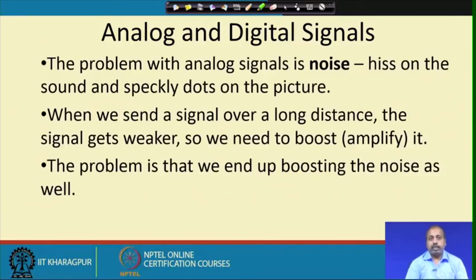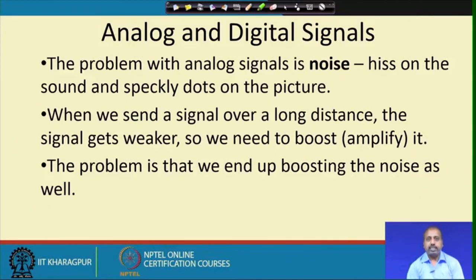What is the problem with analog signals? It is the noise. A lot of noise gets introduced. For sound, there may be a hiss that gets introduced, or if it is an image or picture, speckle dots may get introduced into the picture due to the errors from the noise.